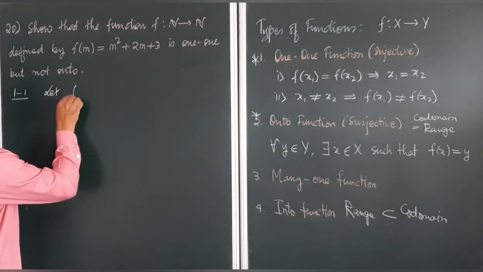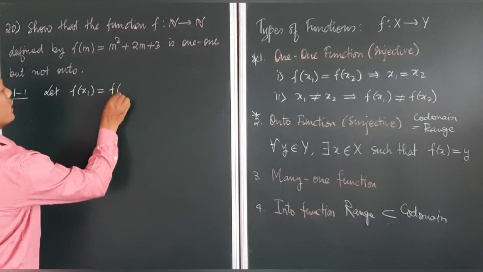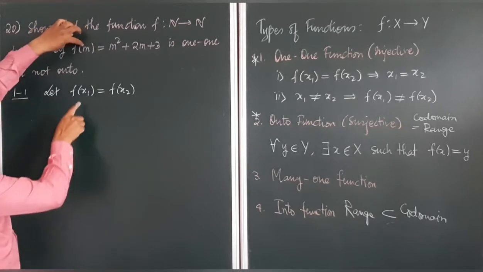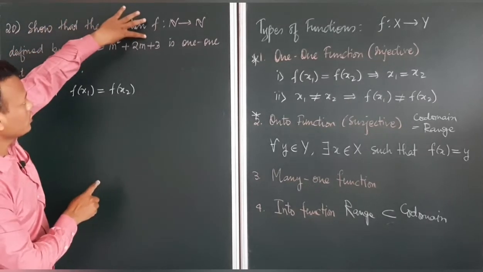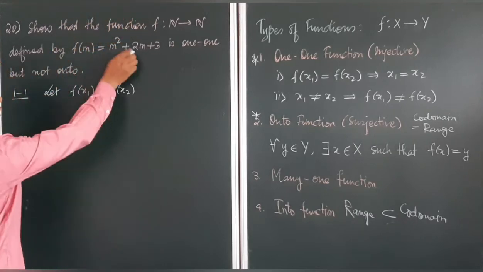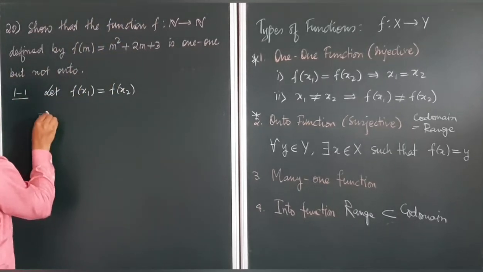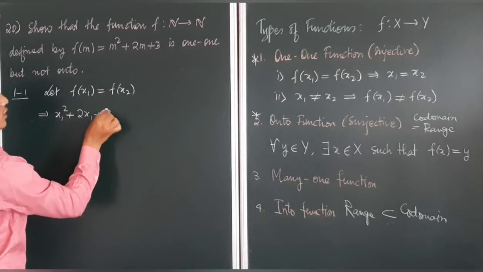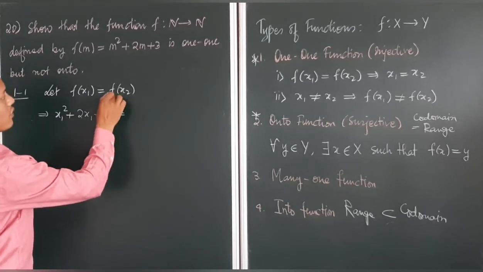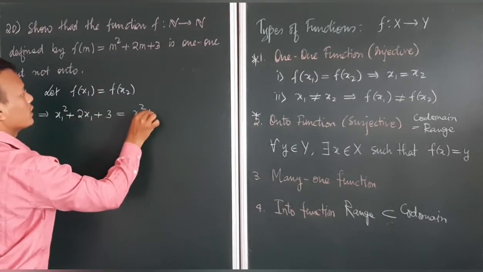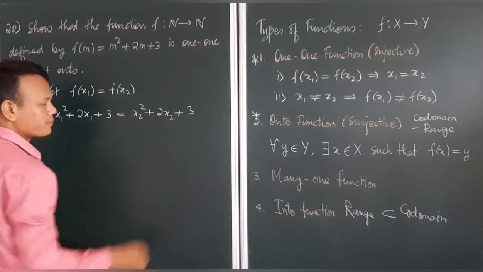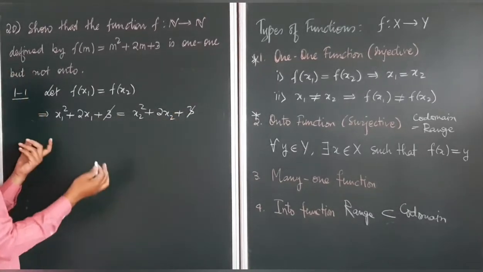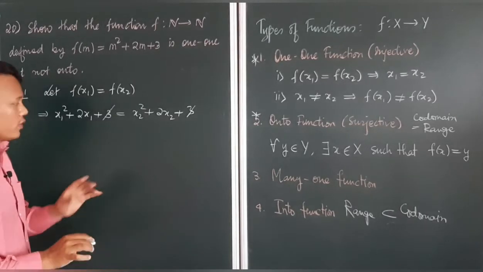We have, let f of x1 equal f of x2. Here instead of m we have x1, so here also instead of m I have to write x1. So f of x1 becomes x1 square plus 2x1 plus 3, and similarly f of x2 becomes x2 square plus 2x2 plus 3. Let's see what gets cancelled. The 3 and 3 get cancelled. Is there anything else getting cancelled? No, we don't have anything.